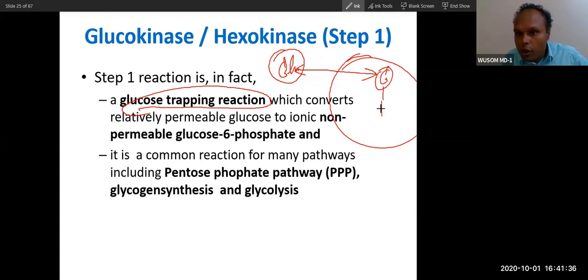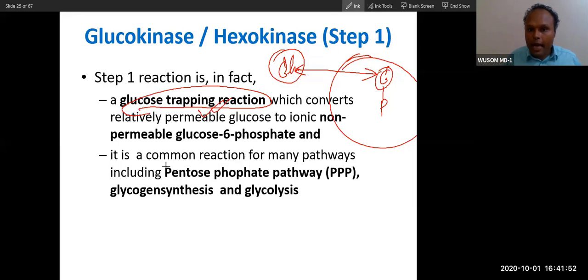Once this glucose is phosphorylated, what will happen? This glucose cannot come out of the cell. So that is why this is called the glucose trapping reaction, which converts relatively permeable glucose into ionic, non-permeable glucose 6-phosphate.